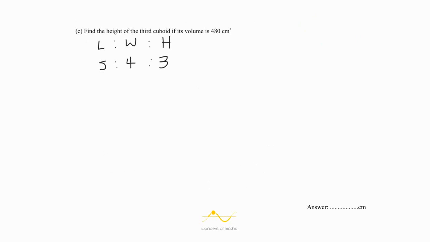And finally, find the height of the third cuboid if its volume is 480 centimeters cubed. We know that in its simplest form, the ratio 5 multiplied by 4 multiplied by 3 gives us our volume, and in this case, that volume is 60 centimeters cubed.